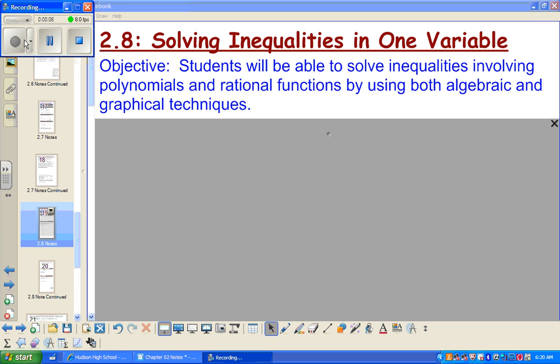This is your lesson on 2.8. We'll be solving inequalities in one variable. By the end of this lesson, you should be able to solve inequalities involving polynomials and rational functions by using both algebraic and graphical techniques.